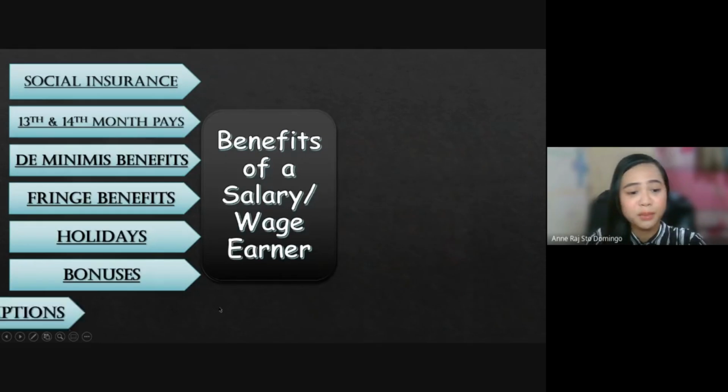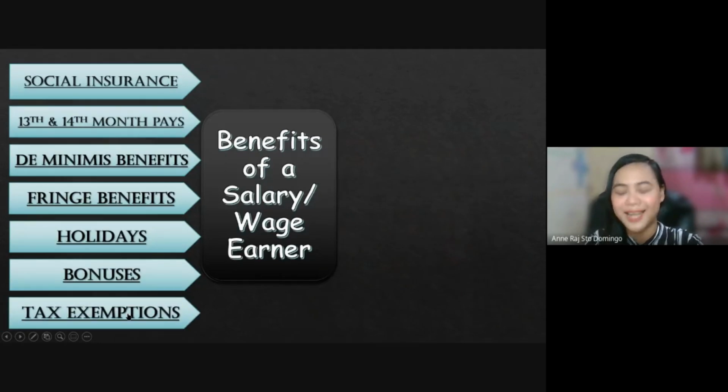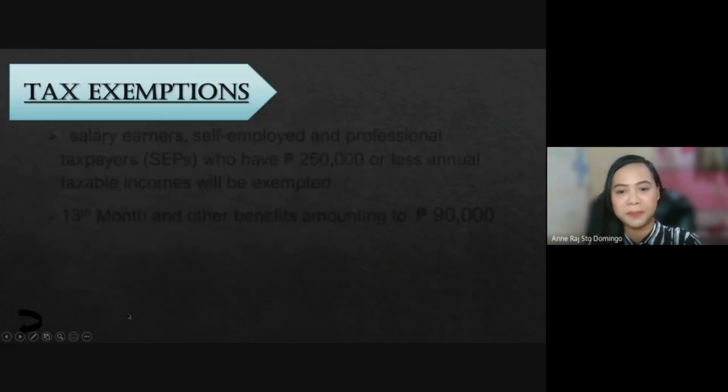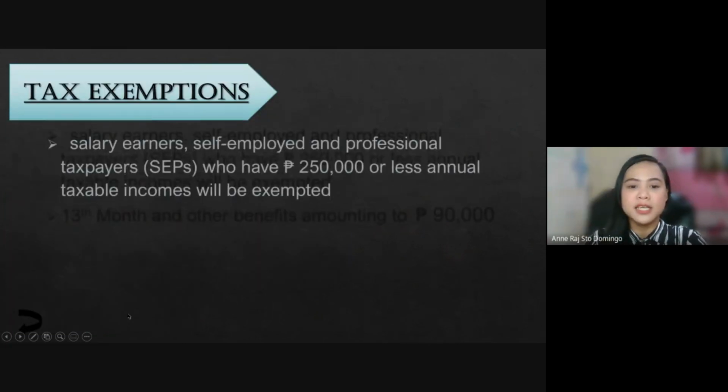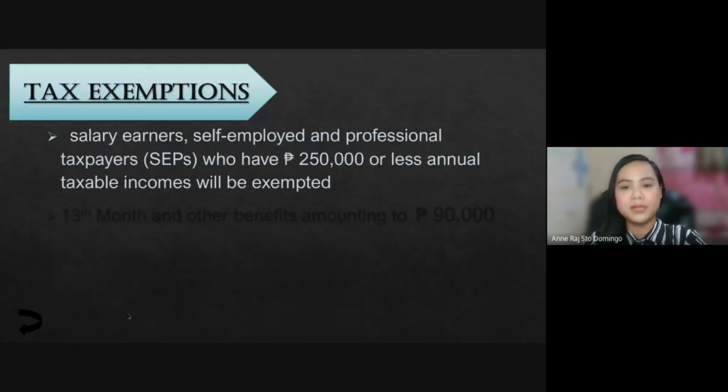So, other than bonuses, we also have tax exemption. Papasok na tayo sa topic ng tax. Salary earners, self-employed, and professional taxpayers who have 250,000 or less annual taxable income will be exempted. This statement is under the TRAIN Law, yung ating Tax Reform for Acceleration and Inclusion, yung law natin about taxes.